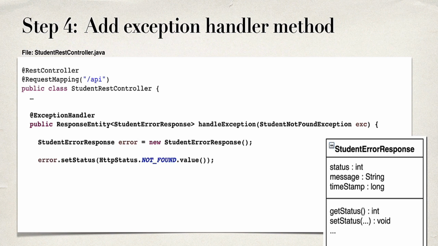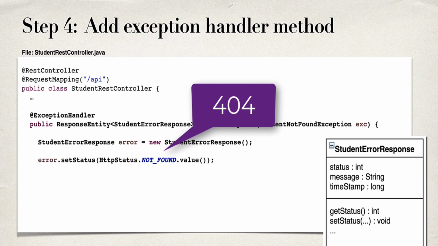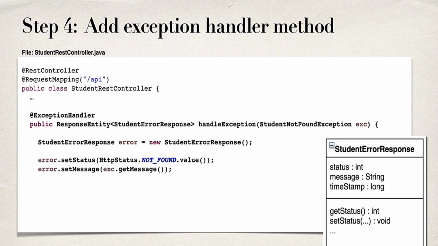I set the status to HttpStatus.NOT_FOUND, which is basically a 404. We set the error message based on the exception, exc.getMessage. And then we also set the timestamp in here. I just use System.currentTimeMillis to give us the current timestamp. So that's the basic piece as far as creating that StudentErrorResponse and then loading it with the appropriate data.